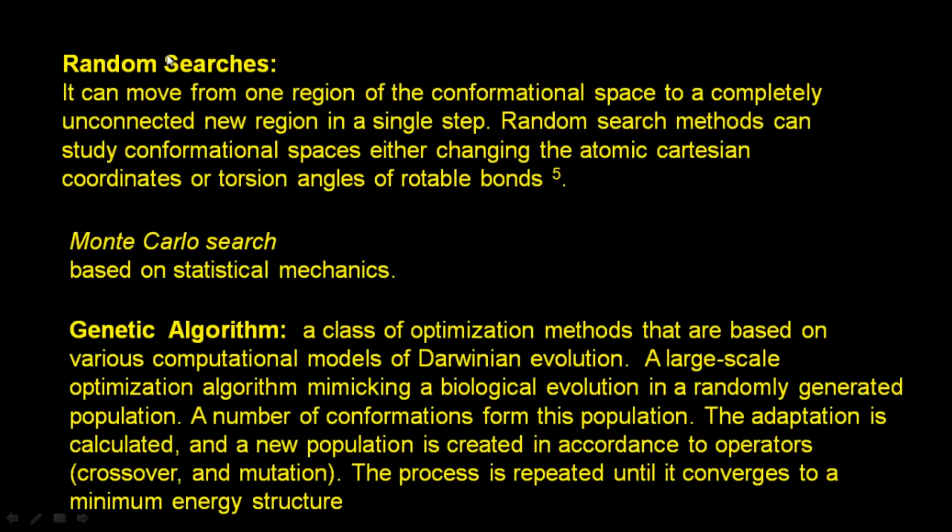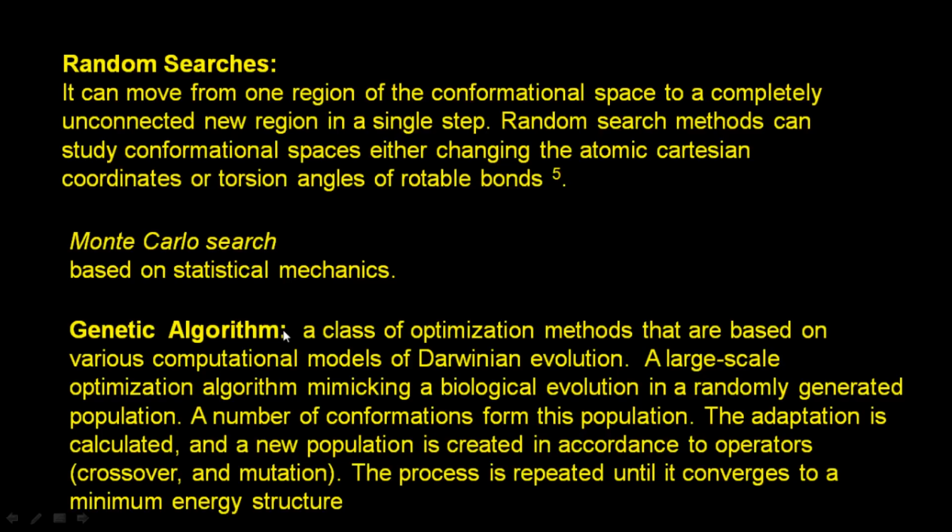Then you have random search, that is another approach. It can move from one region of the space to a completely unconnected new region in a single step. So you randomly change things. You may change the Cartesian coordinates, that means x, y, z, or torsion angles of rotatable bonds. Another approach is called Monte Carlo search. This is based on statistical mechanics.